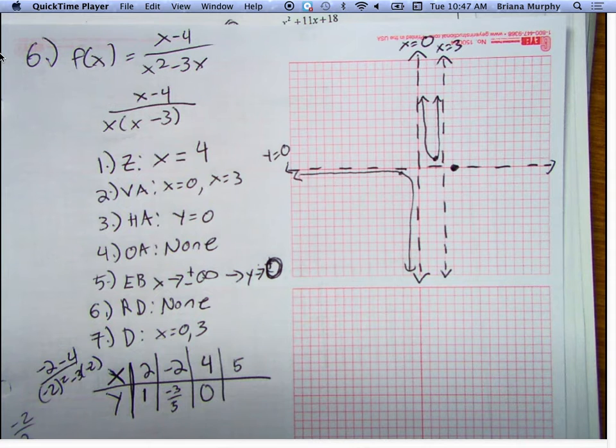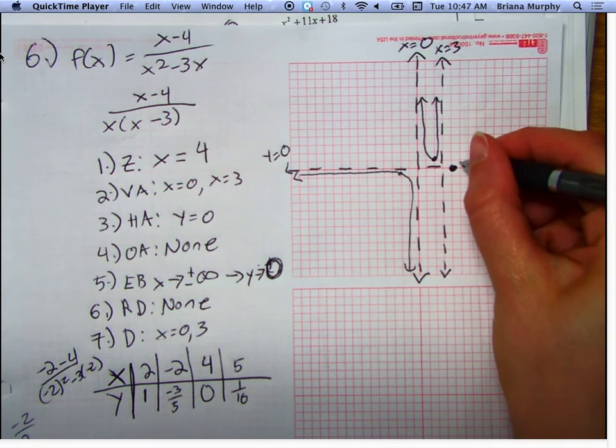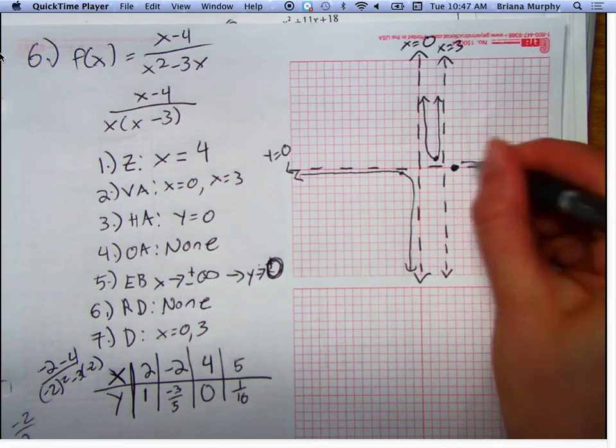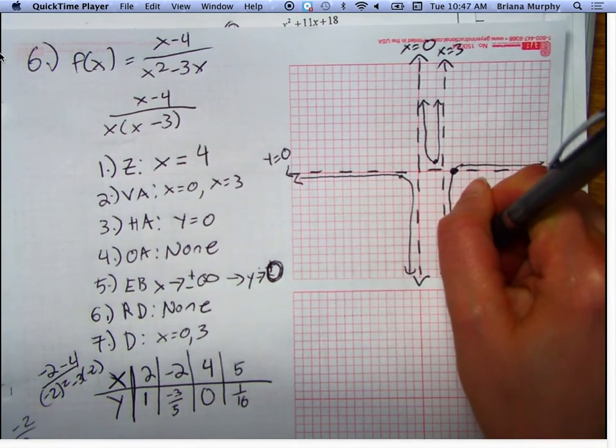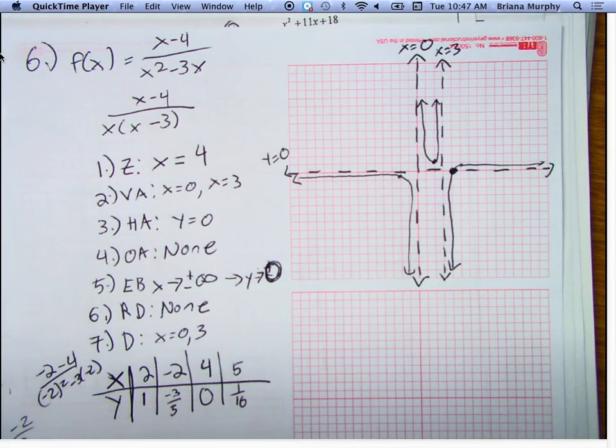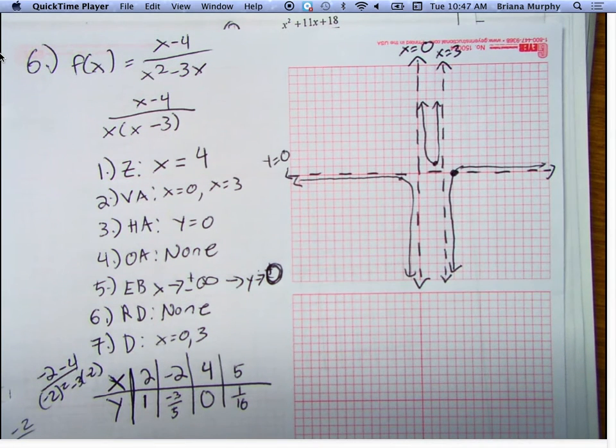Okay. 5 minus 4 divided by 5 squared minus 3 times 5. I get 1/10. So with 5, I'm at 1/10. So I'm going like this. Wait, how do you know that it's not going up? We can sometimes cross horizontal asymptotes at zeros. How do I know it's going down? Yeah, because it says it's 1/10, so that would make me think it's above. That's a good question.